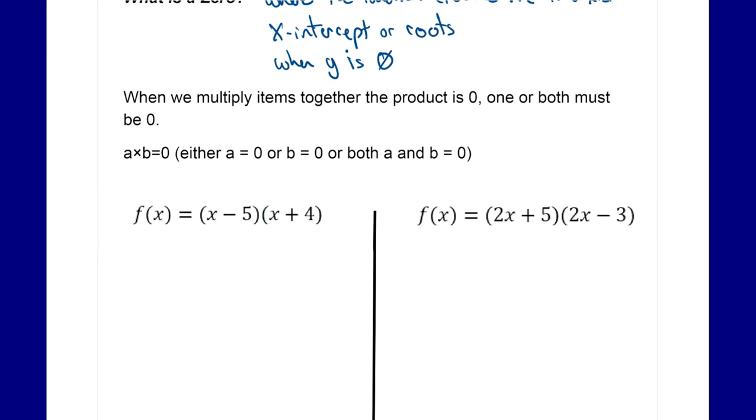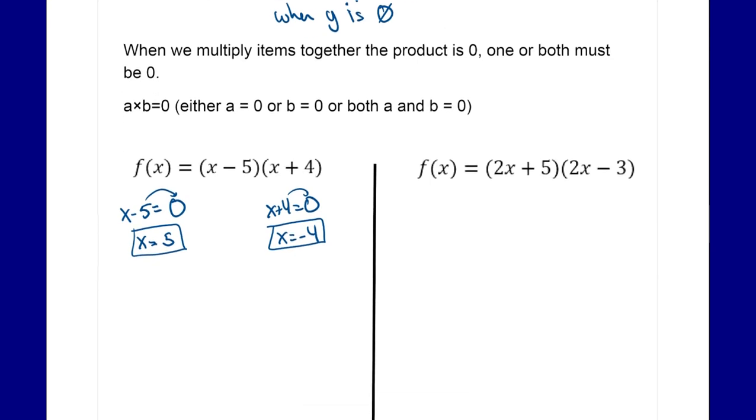So in this case, we're going to take each bracket and set it equal to 0. x minus 5 equals 0, x equals positive 5. Bring that negative over, it becomes positive. On the other side, we have x plus 4 equals 0. Bring that positive 4 over, we have x is equal to negative 4. So our two x-intercepts, or the two zeros or roots, are 5 and negative 4.